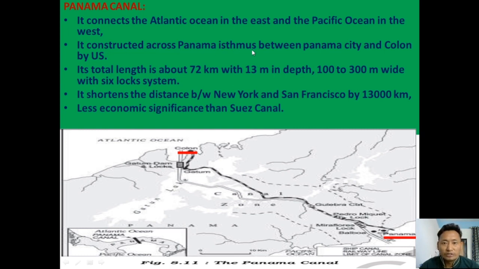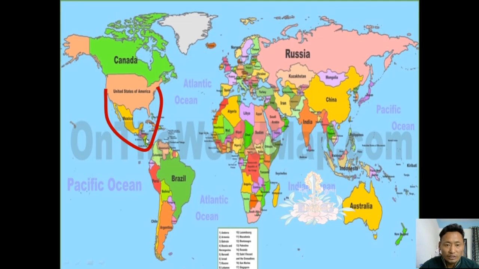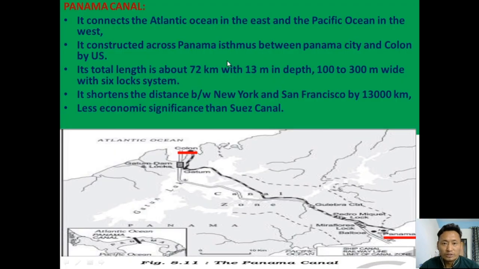So what is meant by isthmus here? An isthmus is a narrow landmass. That narrow landmass divides two water bodies. Panama is this narrow landmass, which divides the two water bodies, the Atlantic Ocean and the Pacific Ocean. So that is called an isthmus. This canal is constructed across the Panama Isthmus.